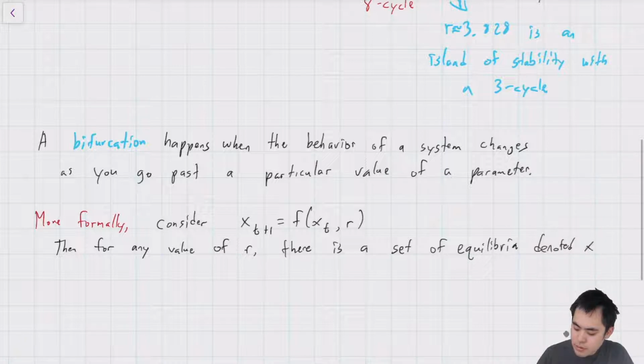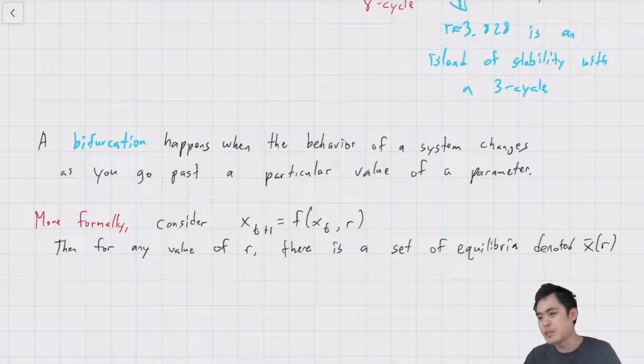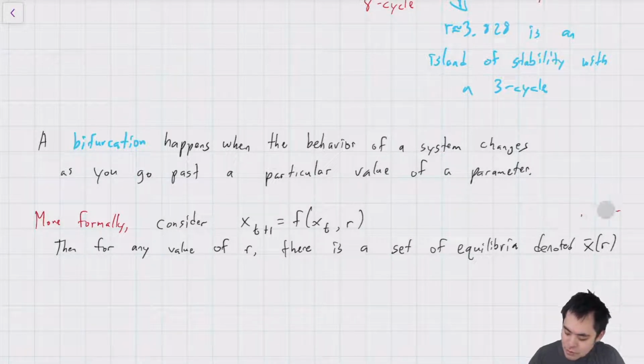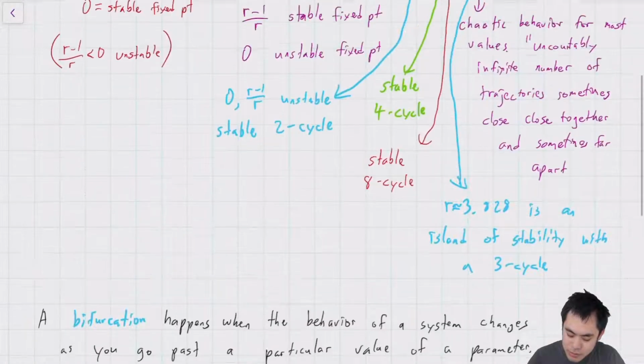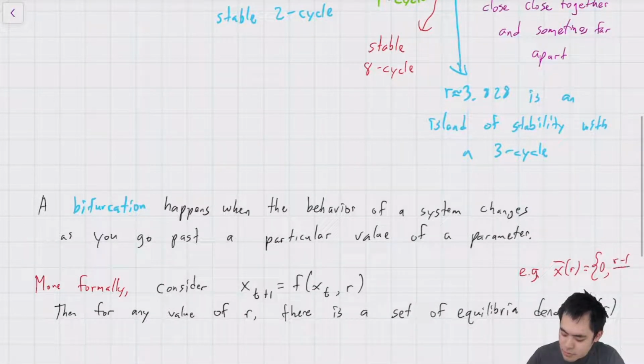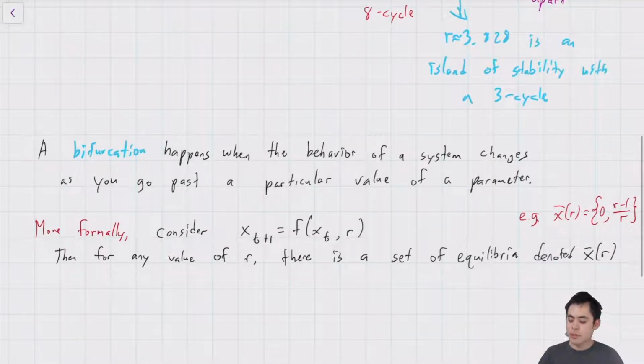denoted x bar of r. Note that this isn't a function in a normal sense. x bar of r is a set, so it can include multiple things. It can include both 0 and 1, etc., if they're both equilibria. For example, x bar of r is equal to the set 0 and (r minus 1)/r. Okay, so there's some set of equilibria.